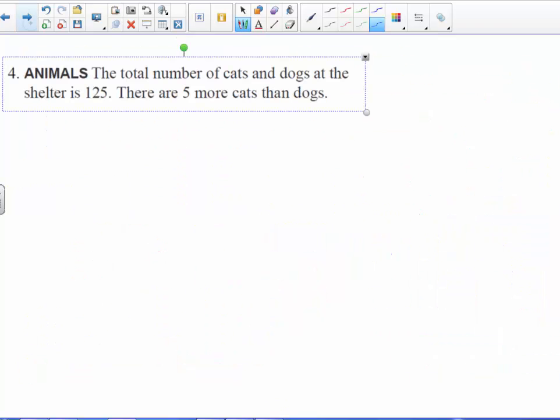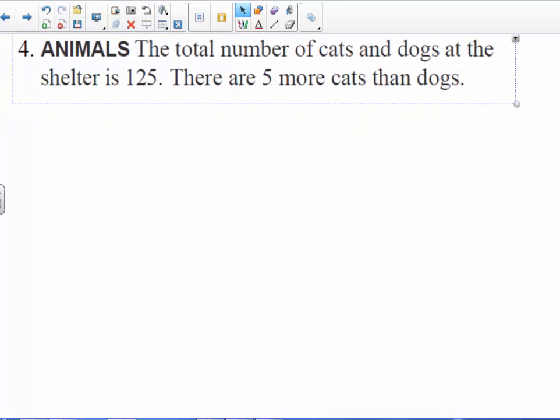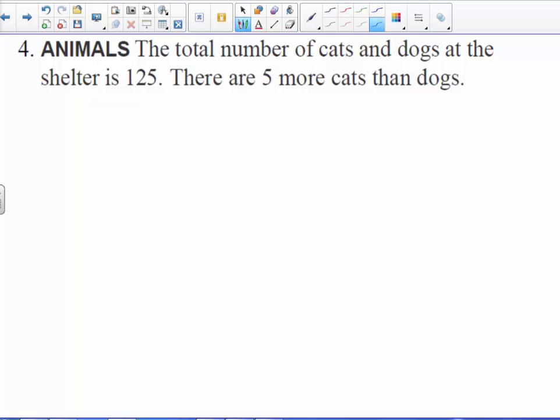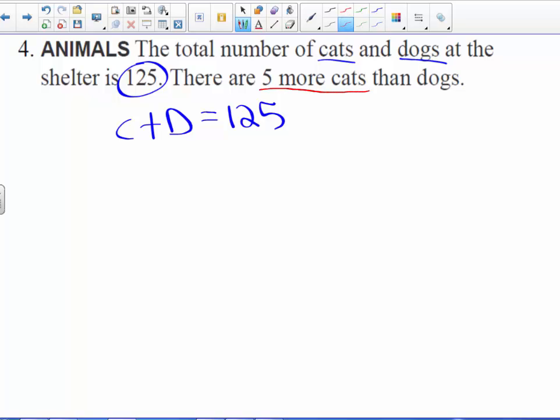All right, next one. The total number of cats and dogs at the shelter is 125. So cats plus dogs equals 125. There are 5 more cats than dogs. So if I put cats equal to dogs, there's 5 more cats, so to make this equal, I need to add the 5 to the dogs. So cats are equal to the dogs plus 5.